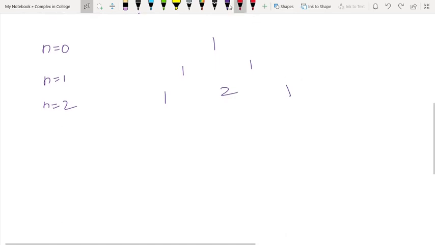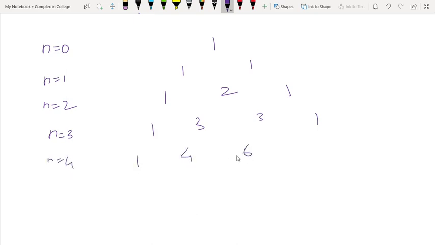And now for the third one, for n equal to 3, it is 1 3 3 1. For n equal to 4, 1 4 6 4 1. For n equal to 5, 1 5 10 10 5 1 and so on. Similarly for 6, 7 and 8, we are requiring 8 there. So आपको इस चीज को expand करना है till 8.